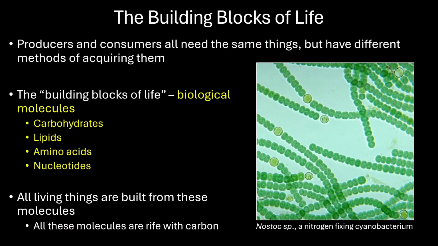So producers and consumers, ultimately, they all use the same resources and need the same things. They just have different methods of acquiring them. All of these living things ultimately need these building blocks of life, those biological molecules that we've talked about several times. So those are the carbohydrates, the lipids, amino acids, and nucleotides. These are the building blocks that all cells use to build everything that they need. And it's worth noting that all these molecules are abundant with carbon. They are organic molecules, meaning they have a lot of carbon in them.